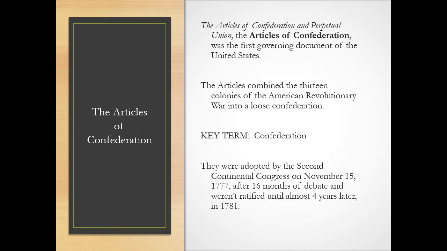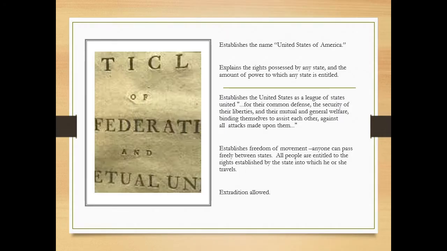So then, what about the Articles of Confederation? Well, it was called the Articles of Confederation and Perpetual Union, the Articles of Confederation for short, and it was, as I suggest, the first governing document of the United States. It combined the 13 colonies of the American Revolution into a loose confederation.